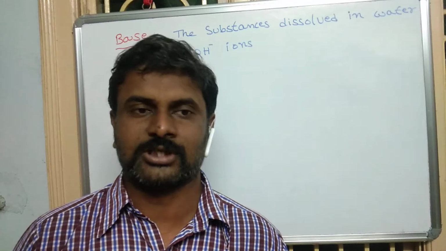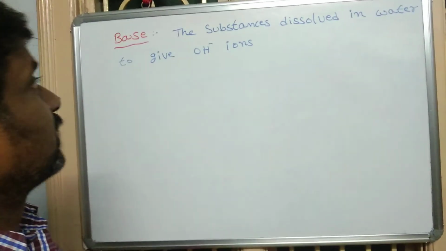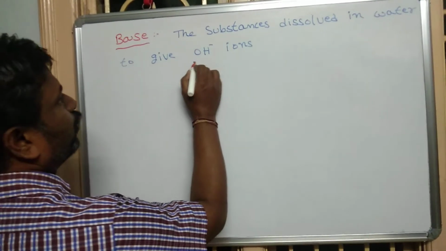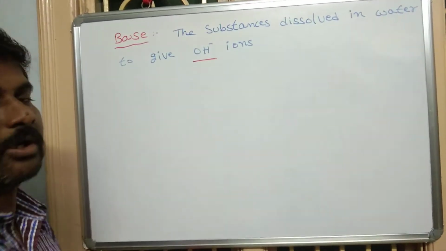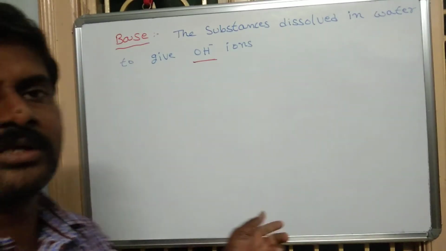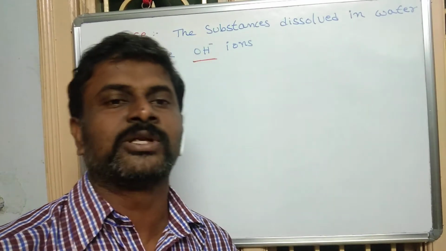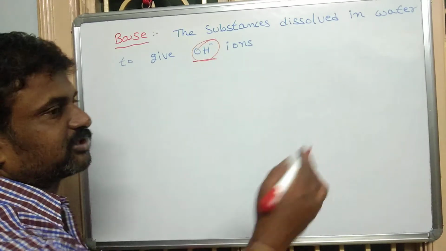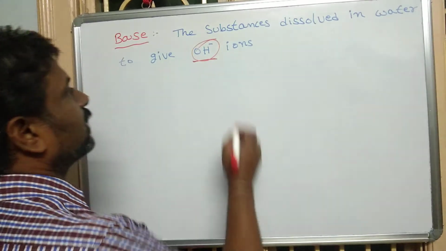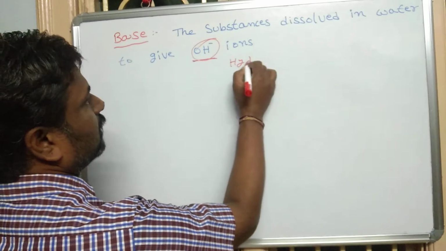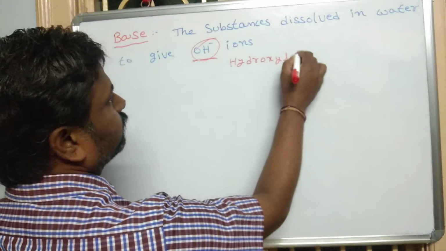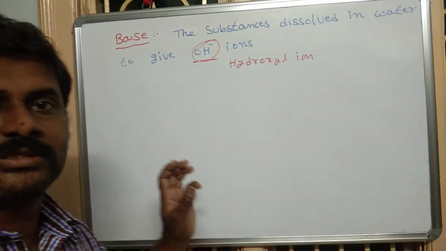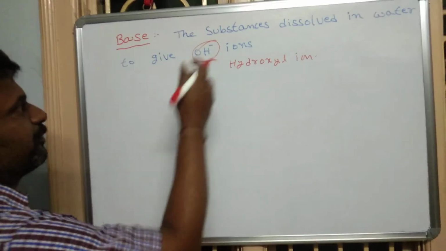According to the Arrhenius concept, the substances which dissolve in water to release OH minus ions are called bases. Any chemical substance which can dissolve in water to release OH minus ions is called a base. Here the OH minus ion is called the hydroxyl ion. So any substance that releases OH minus ions is called a base.